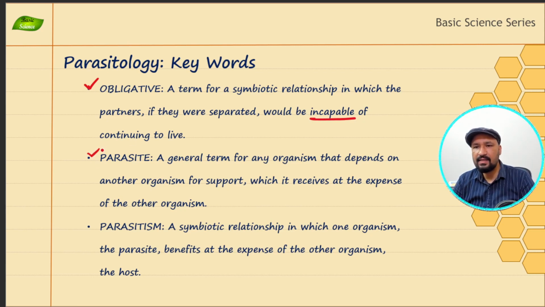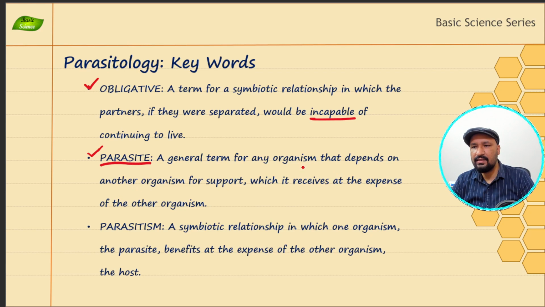Next is the parasite, and this comes the most important part, parasite. What is a parasite? Parasite is the general term that is used for one particular organism if it is relying on the other organism for many benefits and also causing harm. So you can see what the general term is.